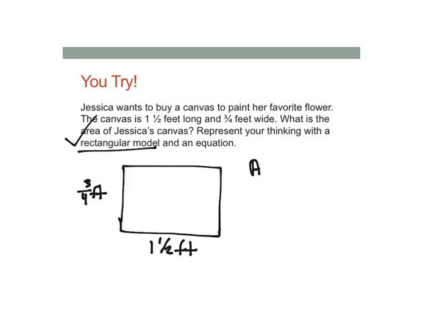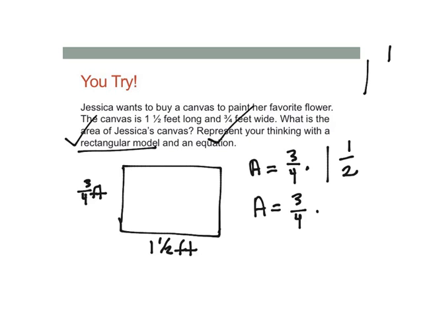Now we're going to show our equation. So to find the area of this canvas, we would do 3/4 times 1 1/2. Here is our equation. We're good there. Okay, but now I need to solve. So I remember what I know about multiplication. I have 3/4, and I have to change 1 1/2 into an improper fraction. To do that, I need to multiply my denominator times the number of wholes I have. 2 times 1 is 2, and then add the numerator 3, and my denominator stays the same.